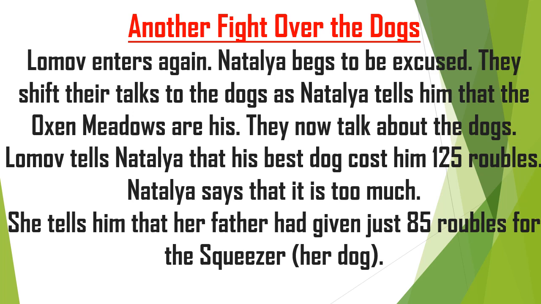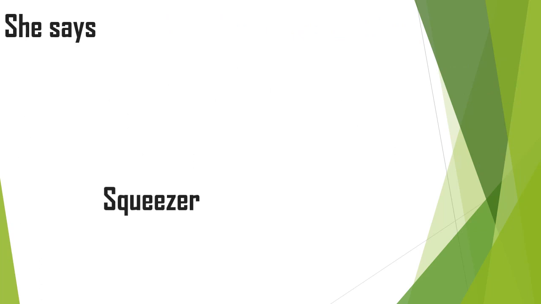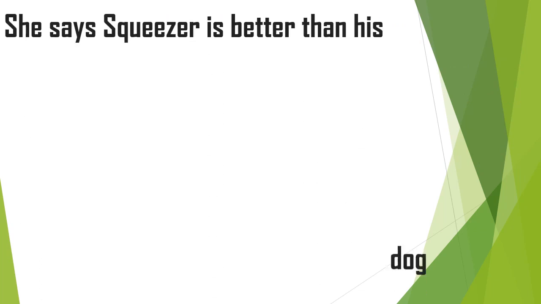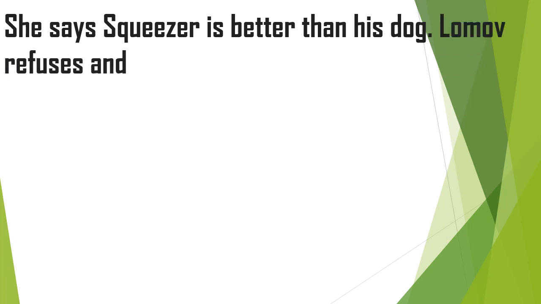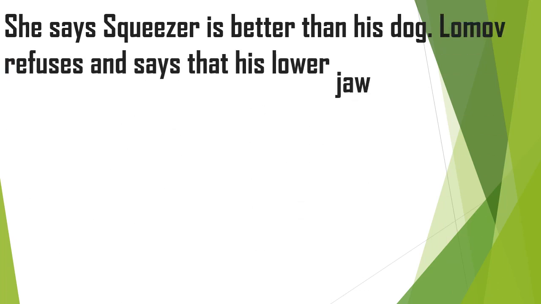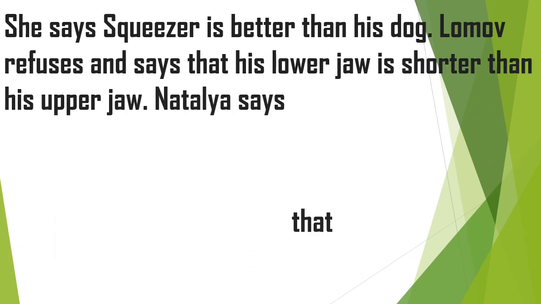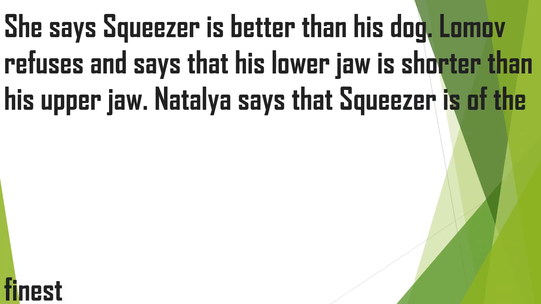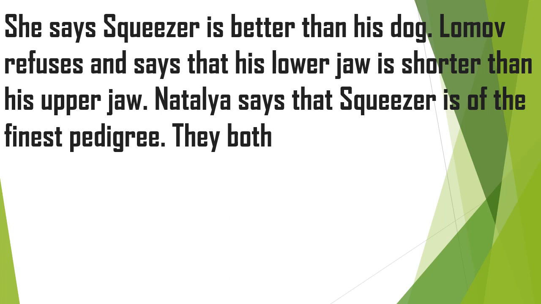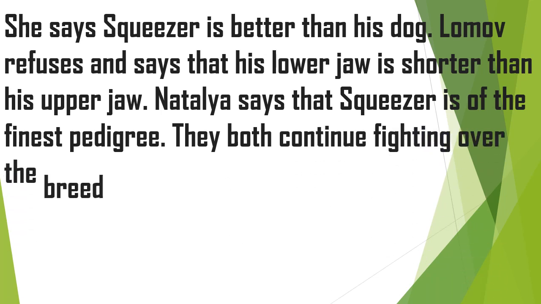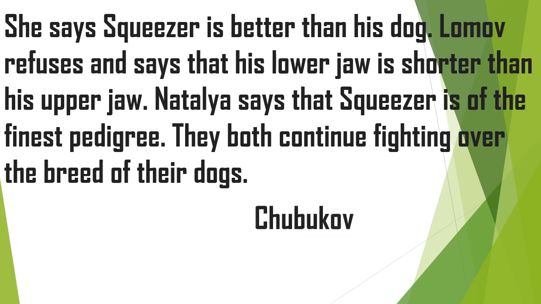But Lomov is still disturbed and therefore he starts praising his dog Guess. So Guess is the dog of Lomov that he purchased for 125 rubles. She says Squeezer is better than his dog. Lomov refuses and says that his lower jaw is shorter than his upper jaw. Natalia says that Squeezer is of the finest pedigree. They both continue fighting over the breed of their dogs.